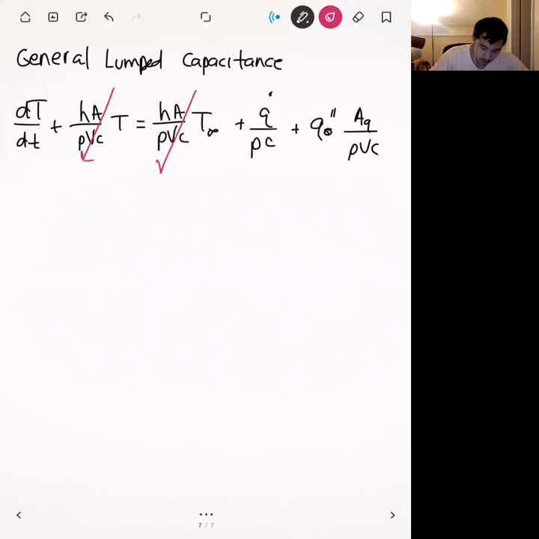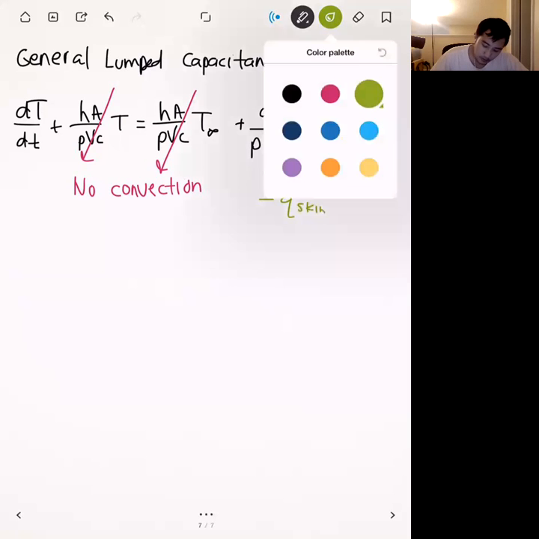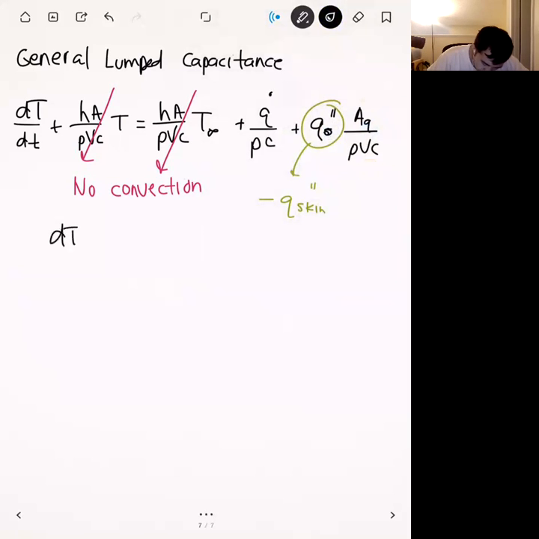All right. So let's go ahead and cancel these terms. And so these are our convection terms. But in this problem, we've already established that we don't have any convection. Okay. And so what we're left with is a bunch of constants, okay? But before we do that, let's go ahead and plug in for Q naught double prime, because in this problem, we know that the heat flux is going to be minus, right? So it's going to be minus Q skin double prime. All right, so plugging all those things in, we have dT/dt is equal to Q naught over rho C minus Q skin double prime A sub Q times by rho VC, okay?